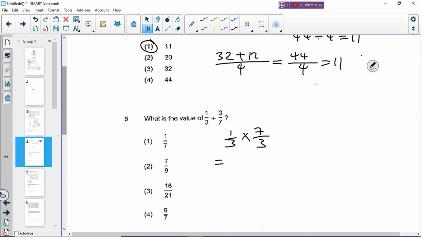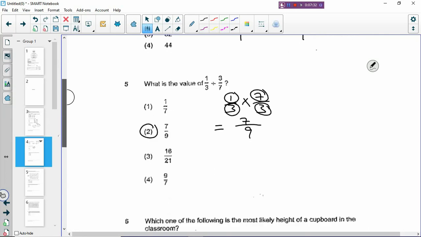We can't cancel here. So if we can't, then we multiply the numerators. We take 1 times 7, and then 3 times 3. So that's how you multiply fractions: you multiply the numerators, and then you multiply the denominators, and that's how you get your answer, 7 over 9, which is answer number 2. Alright, question number 6.